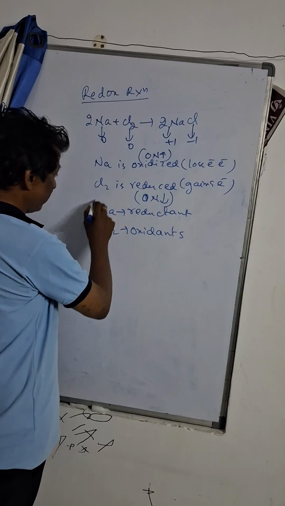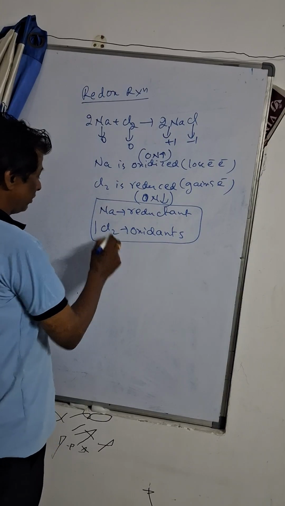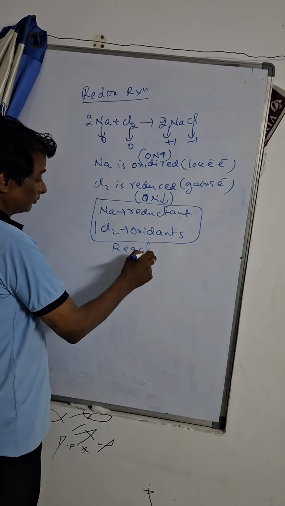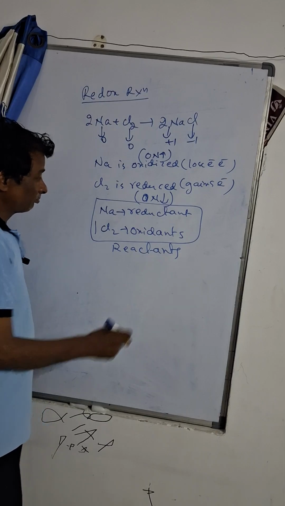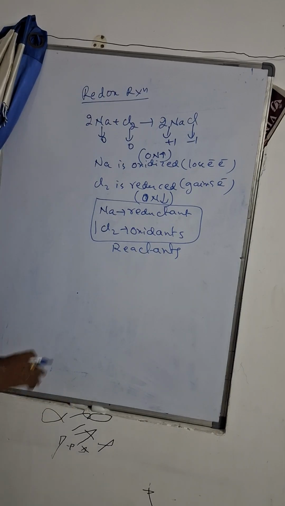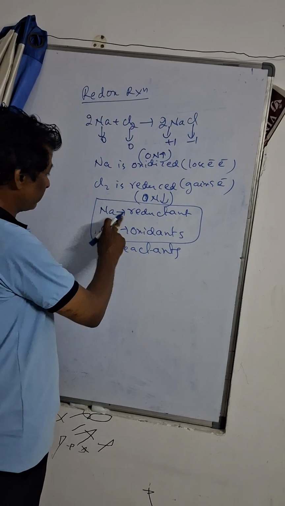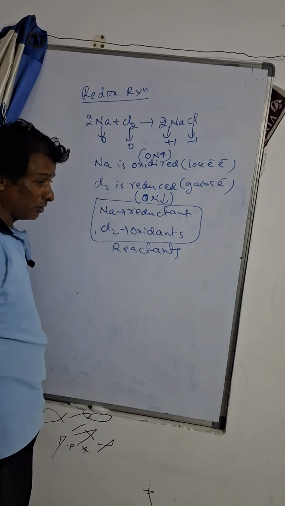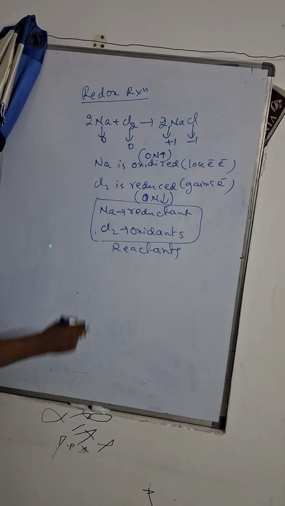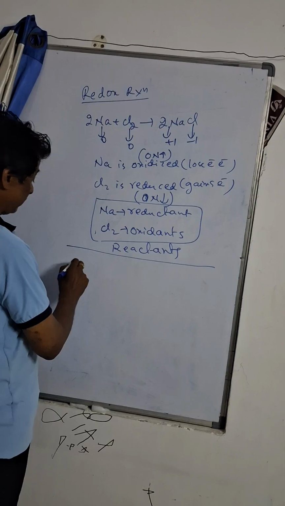Sodium and chlorine are the reactants. Sodium is the reductant, chlorine is the oxidant. Okay, I give one more thing you should tell me.